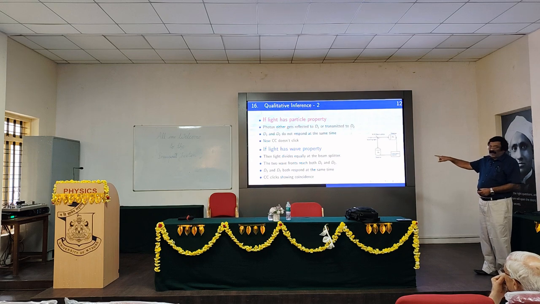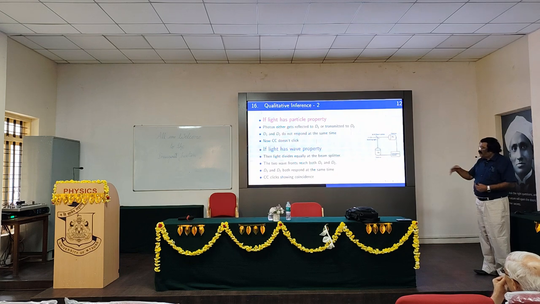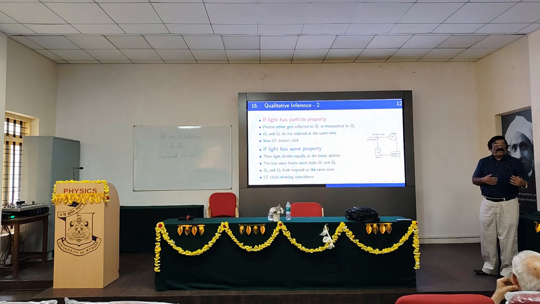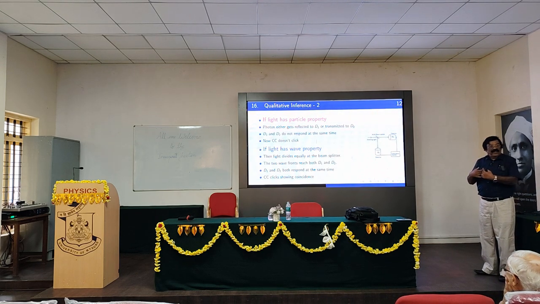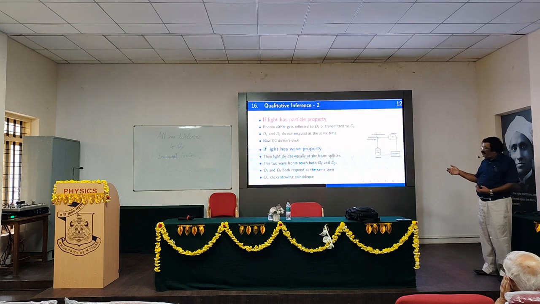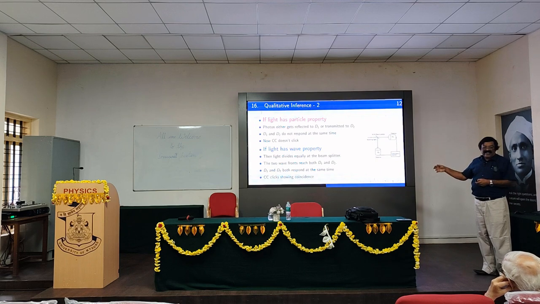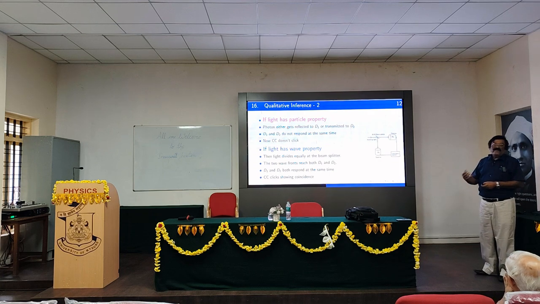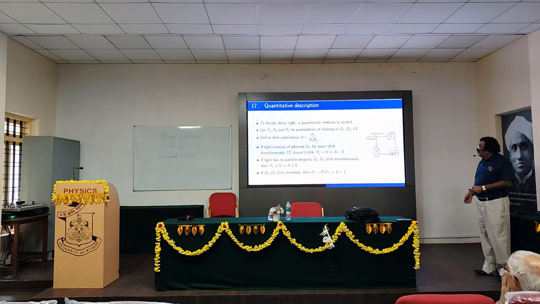If light has wave property, then the light divides equally at the beam splitter. The two wavefronts reach both D1 and D2. D1 and D2 both respond at the same time, so CC will give a click. So if you get simultaneous clicking, that supports the wave nature. If the CC does not click, then it's a signature of the particle nature. I hope this will at least satisfy you. We are still doubting what light is, so this gives a way of checking whether the light is a particle.